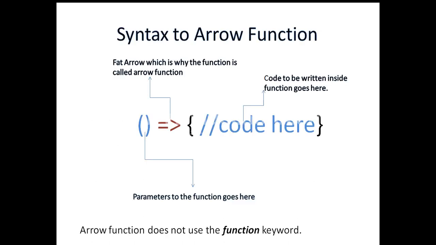This is the syntax of an arrow function. It has the parameters which need to be passed into the parentheses, a fat arrow, which is why this function is called an arrow function, and the curly brackets where the code goes. If you see this syntax, it's very small and sweet. It doesn't have the function keyword. This is one of the features of arrow functions.